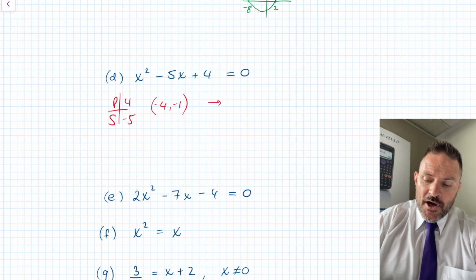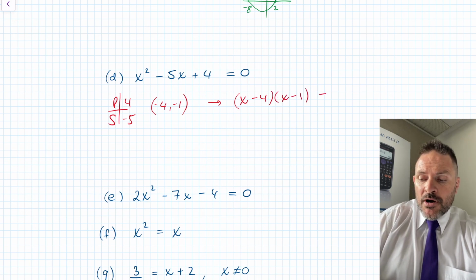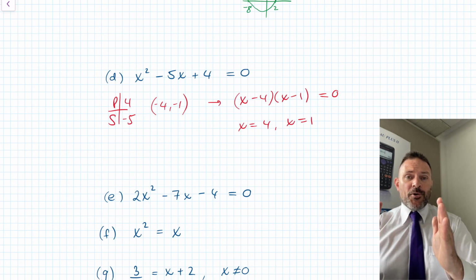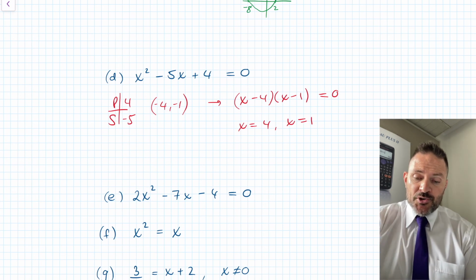They're my numbers. I'm going to straight away put x minus 4, x minus 1 equals 0. Therefore, x equals 4 and x equals 1. And of course, if you drew a parabola, 1 and 4 your x-intercepts, nice and easy. Okay, but I'm not going to do it.